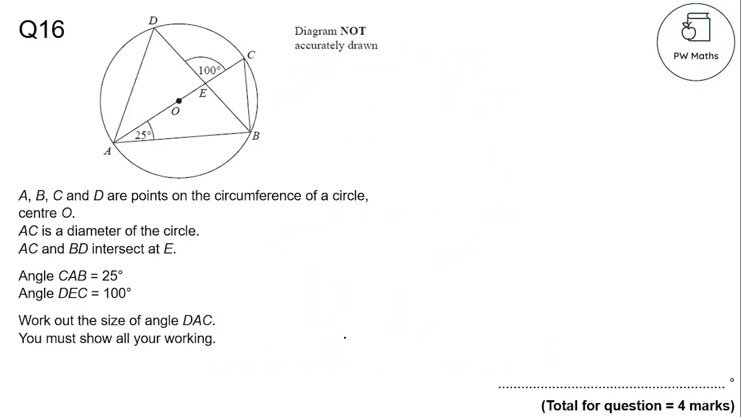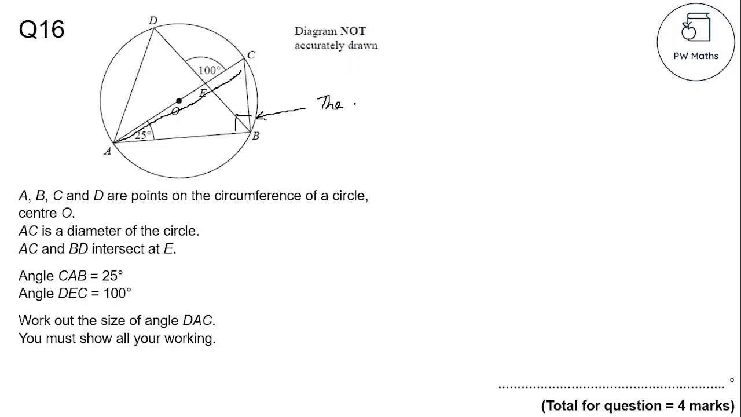Question 16. A, B, C and D are points on the circumference of a circle, so I'm thinking, is there any doubling or halving to be done? Centre O. Centre circumference, that quite often says let's double or halve, but this is not that one. AC is a diameter of the circle. Now there's a key word used there. The diameter cuts the circle into two equal semicircles and does say must show all your working.